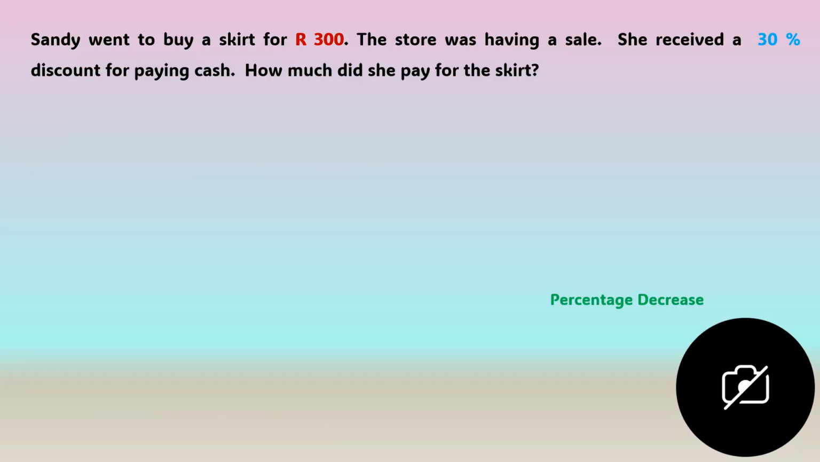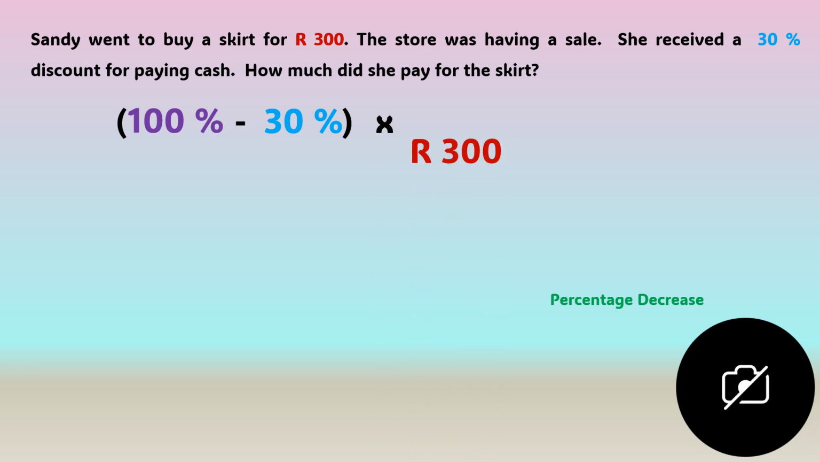Now let's look at another scenario. This was percentage increase. Let's say she went to the shop and they were having a sale and they said, well, we're giving you 30% discount if you pay in cash. So now we're going to work out the percentage decrease. Previously, Sandy worked out the percentage increase. Now she's getting a discount. Discount means it's decreasing. So we have our 100%, which represents the 300 Rand, and we're going to subtract 30%. So she's no longer adding 20%, she's subtracting 30% because it's a discount. And that's times 300 Rand.